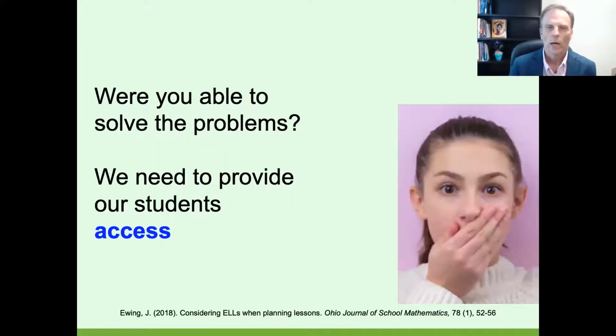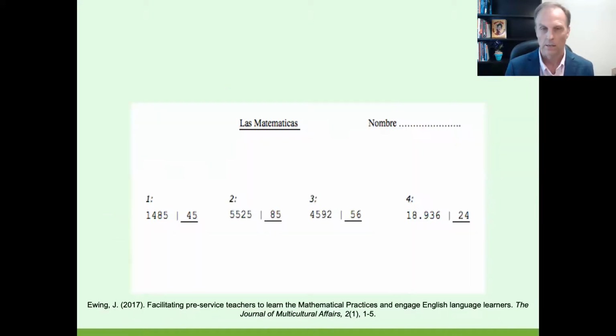So were you able to solve the problems? Maybe not. I've done this before, and sometimes it's not just the language, because the algorithm was different. So even if you understood me in Spanish, you might not have known what to do. And so the point here is we need to provide our students with access, right? I was asking you to divide. That's how they divide in most countries in South America and in Spain. And so that's what I was asking you to do.